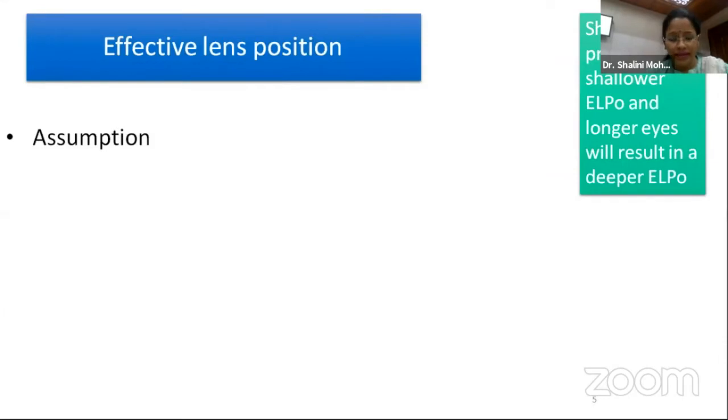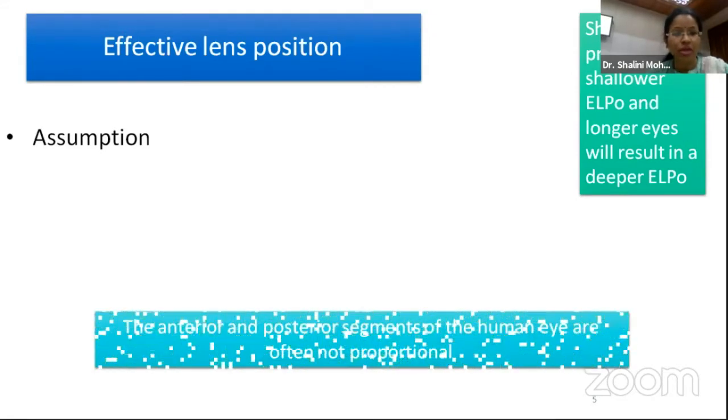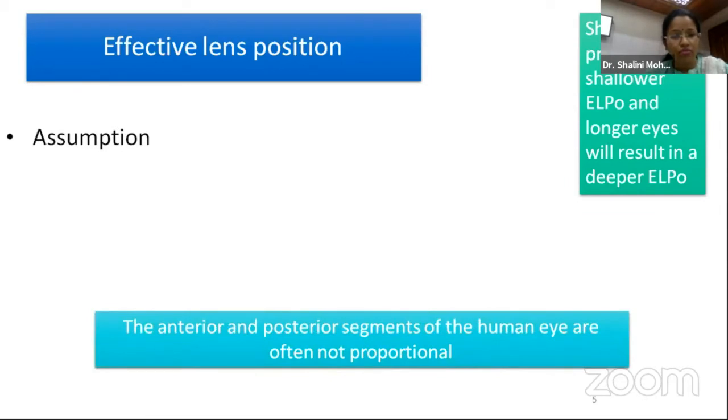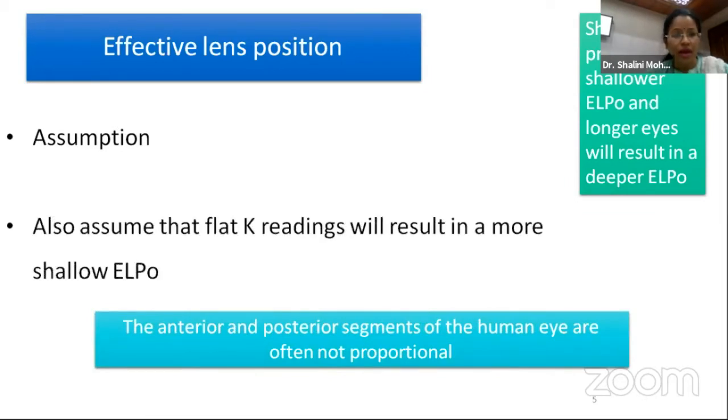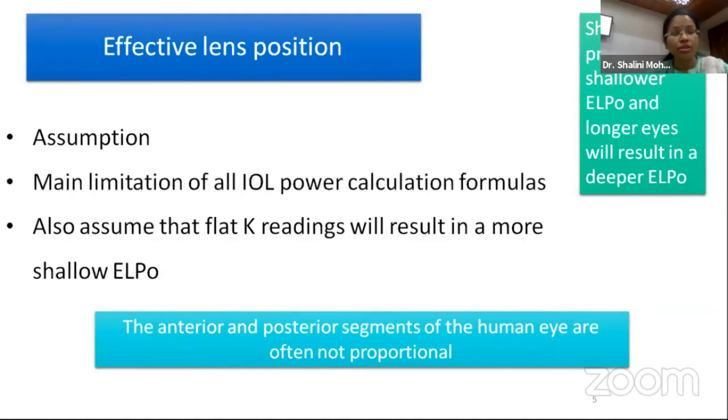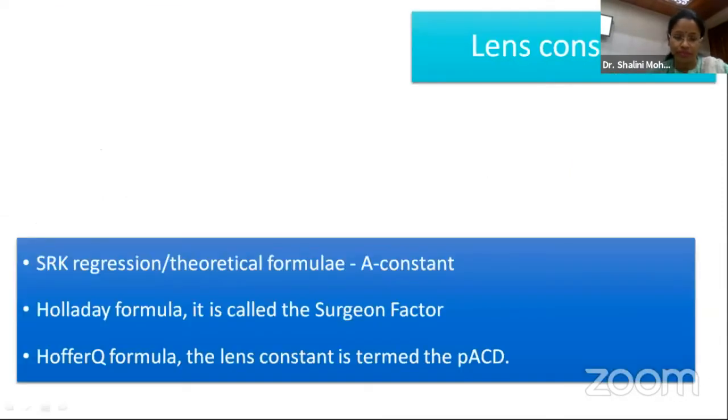Why? Because it is said that a short eye produces a shorter effective lens position and longer eyes will result in a deeper effective lens position. The anterior and posterior segments of human eyes are often not proportional. So this is just an assumption. Another important thing is that it is assumed that flat K readings will result in a more shallow effective lens position, which might not always be true. Therefore, this is an important limitation of IOL power calculation formulas.